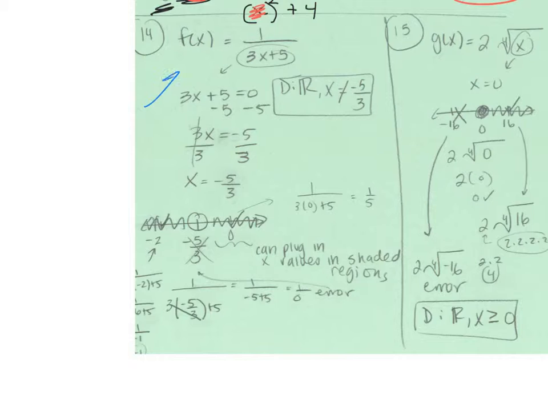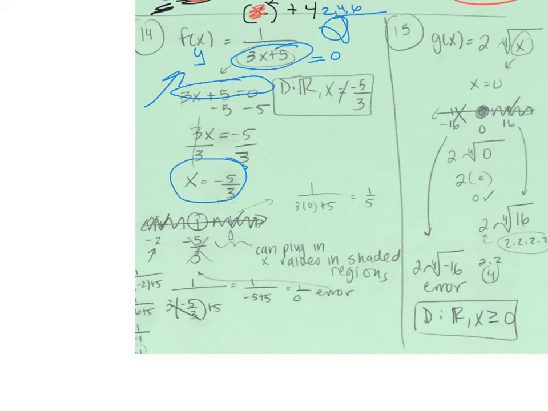For number 14, it says, what's the domain of y equals, or f of x equals 1 over 3x plus 5. Red flag goes up if we have a radical with an even index, 2, 4, 6, and so forth, or x in the denominator. So if you set your denominator equal to 0 and solve, that's your target. So our target is negative 5/3.